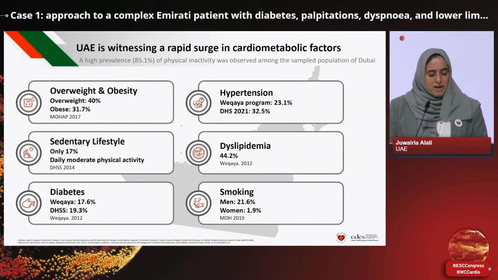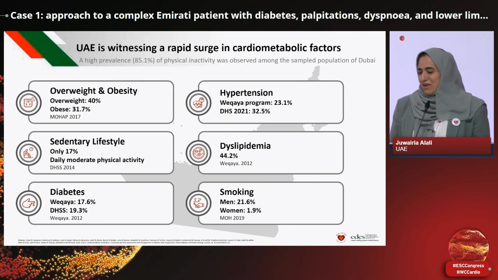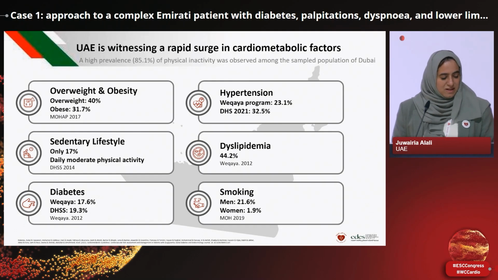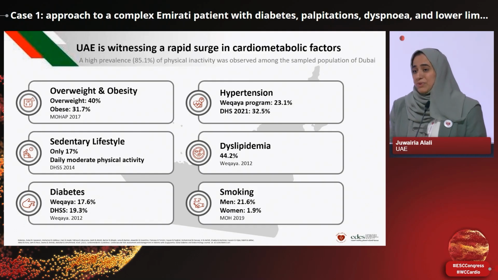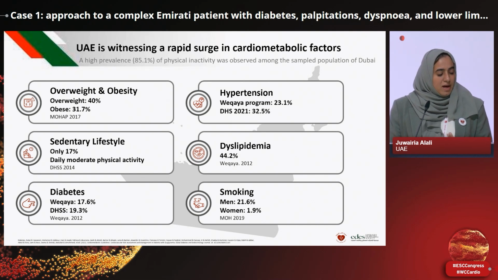These are data from the Waqaya program that shows that we have major cardiovascular risk factors. About 85% of the population are physically inactive. And maybe that's actually an underestimate, because literally people do not walk, people take the car everywhere, and physical activity is almost non-existent unless someone actually makes an effort to go to the gym or to add physical activity to their usual life. We have a high incidence of overweight, about 40%, 30% are obese, and as we said, sedentary lifestyle.